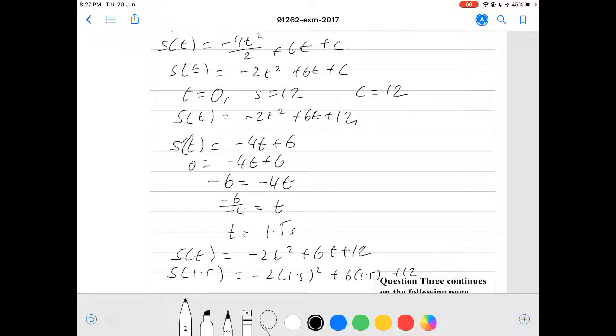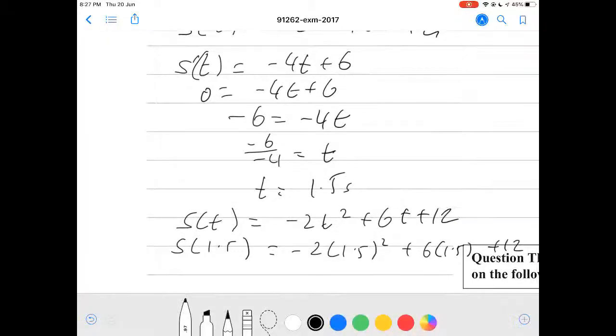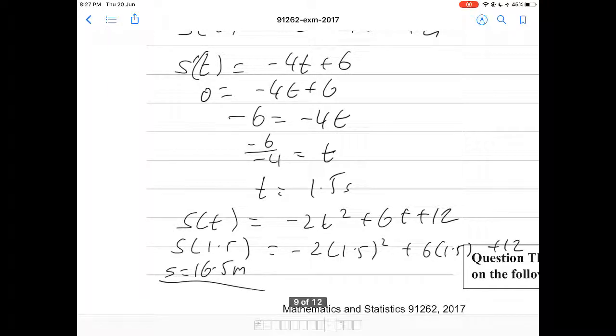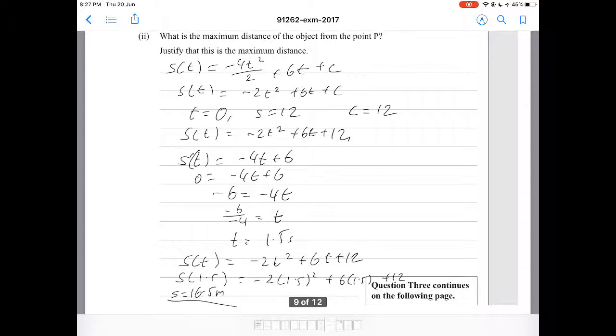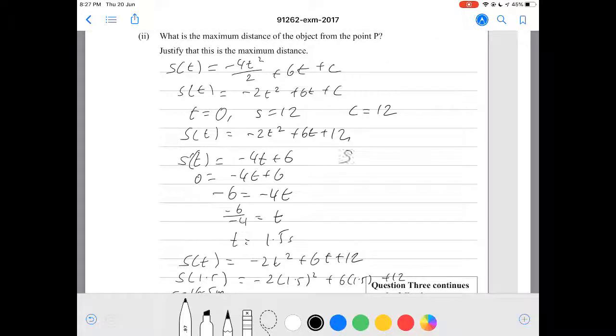Should get our distance equal to 16.5 meters. So now we need to justify that it's a maximum turning point, okay? So we have our s dash of t. So we're going to find our s double dash of t, okay? S double dash of t gives us negative 4. That is negative, so therefore this is a maximum distance.